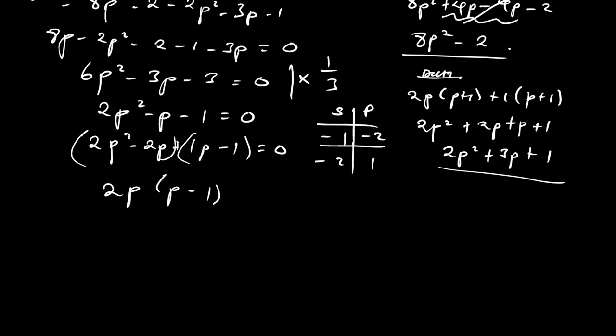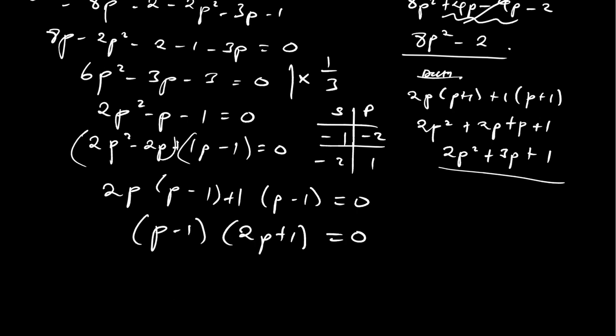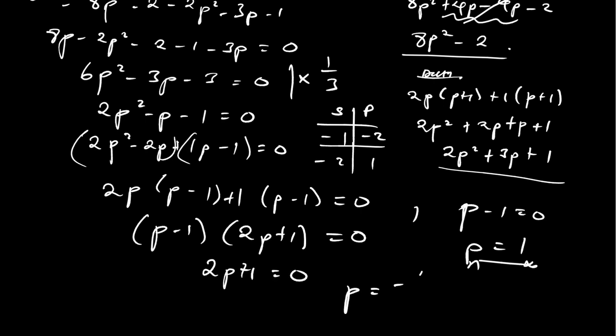Yeah, there it is. So if you just take out 1 here, we end up having p minus 1, put a plus there, take out 1, p minus 1, then 2p plus 1, and this is equal to 0. So we know that one of the values of p is from p minus 1 being equal to 0, so p is what? 1. Then we have 2p plus 1 is equal to 0, so p is going to be negative half. Okay, so that's how you find the values of p.